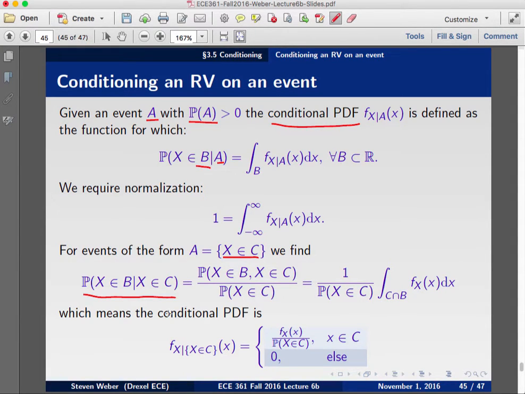So in summary, the conditional PDF of the random variable x, given knowledge that x is in the set C, is going to equal the original unconditioned PDF divided by the probability that x is in C for any x that's in C, or 0 else.